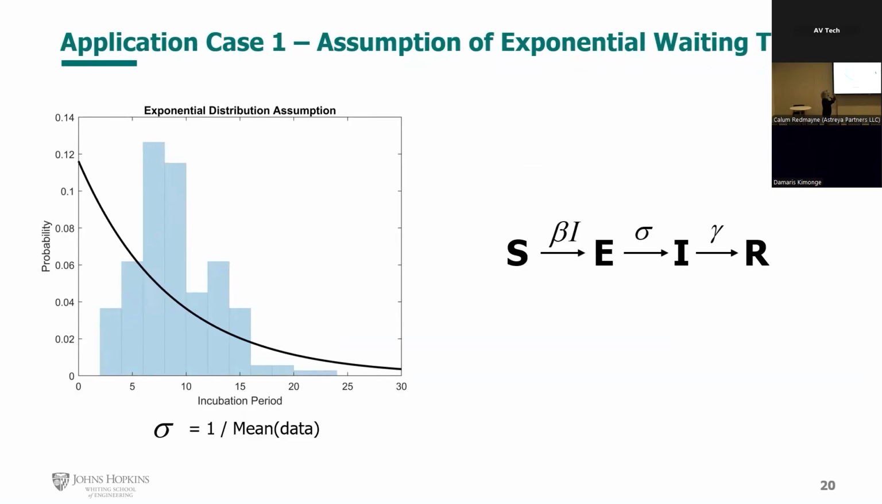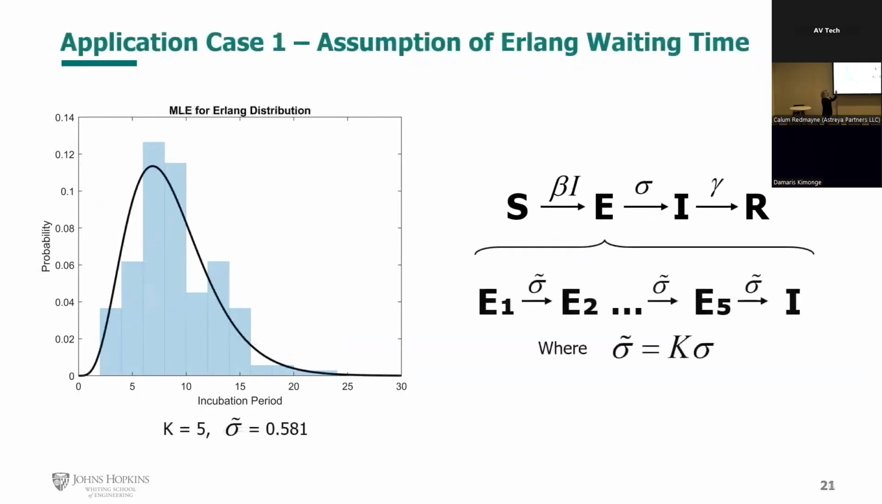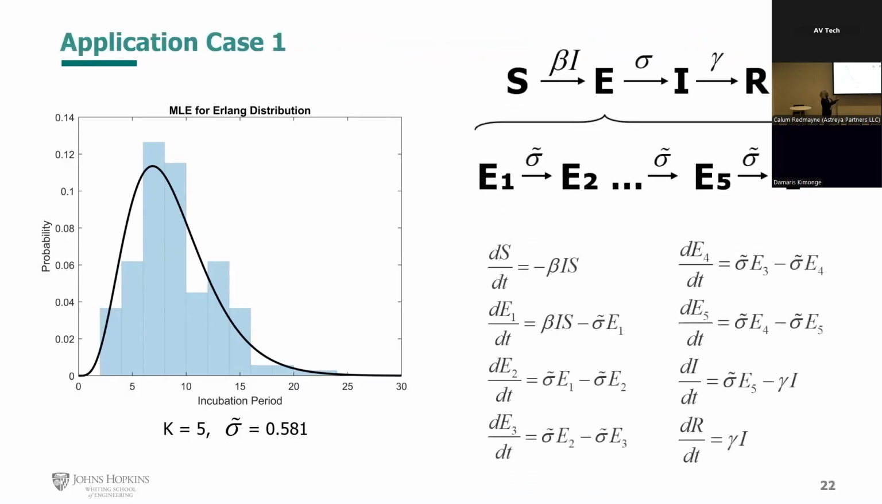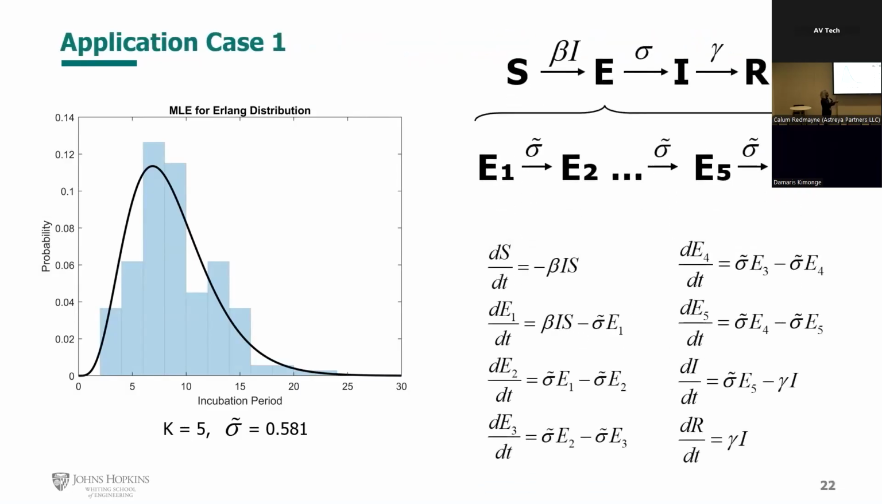If, however, we do our maximum likelihood, we put the data through, we'll get, okay, that gave me a K equals 5 and a certain rate. And how that will be translated in terms of modeling is that your E now has 5 different substates that you go through. And that would be your revised SEIR model, with a whole lot of differential equations that you could also use to do all your analysis, and would give you a whole different simulation.